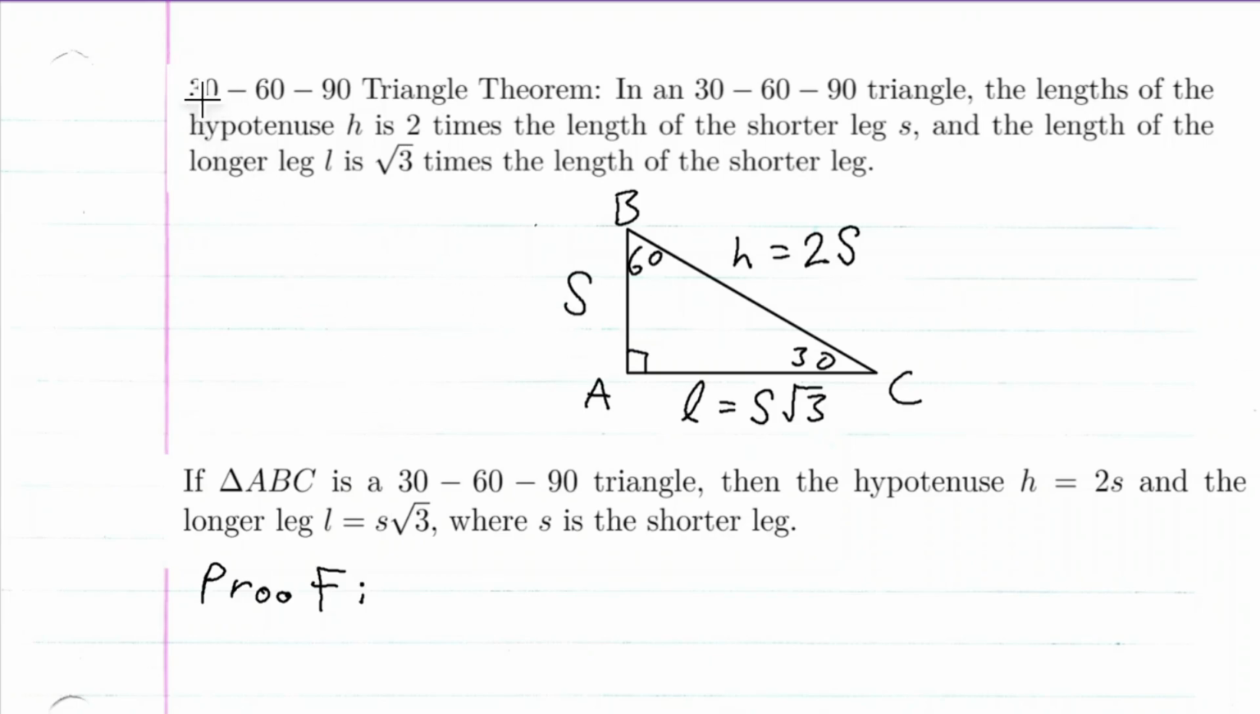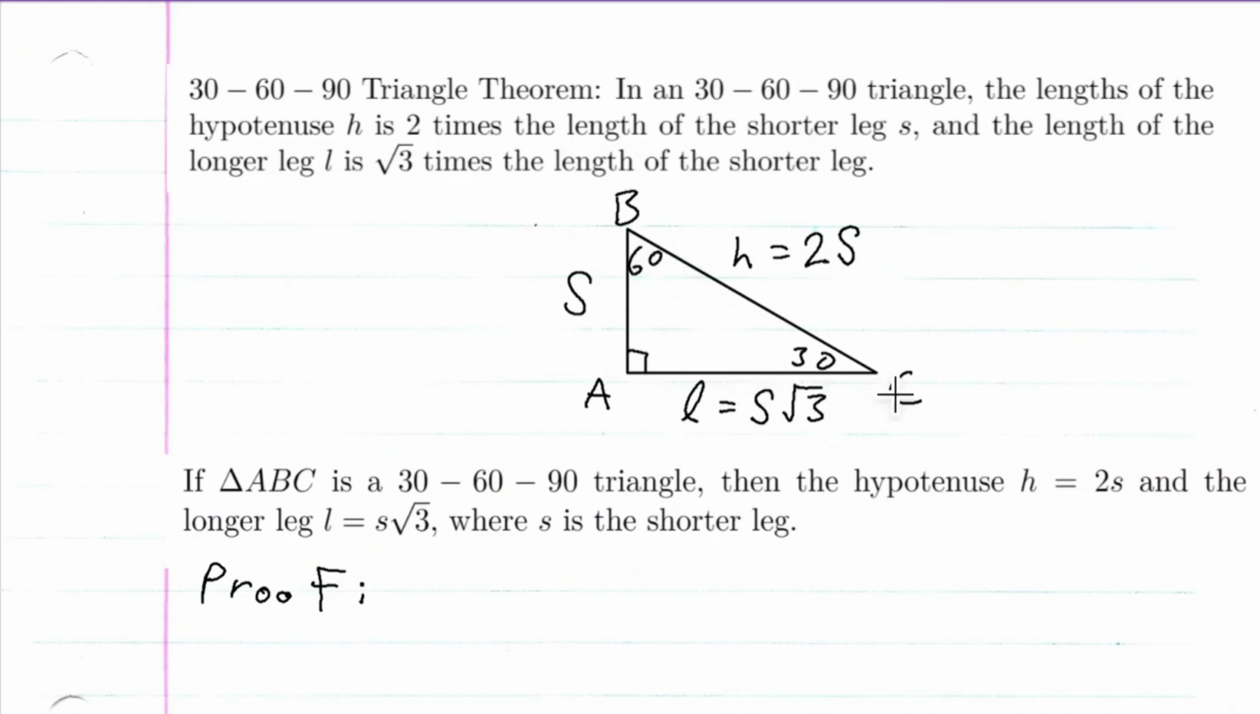Okay, so today we're going to prove the 30, 60, 90 triangle theorem, which states in a 30, 60, 90 triangle, the length of the hypotenuse h is 2 times the length of the shorter leg s. So we can see the hypotenuse BC is opposite 90 degrees, right? And we can see the length of the shorter leg, which is AB, is going to be opposite of 30 degrees, making that the shorter leg, right? And the length of the longer leg, L, the longer leg because it is opposite of 60 degrees.